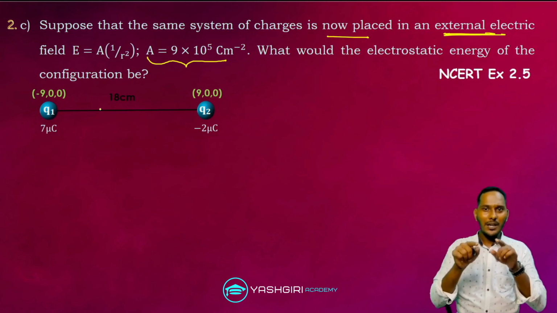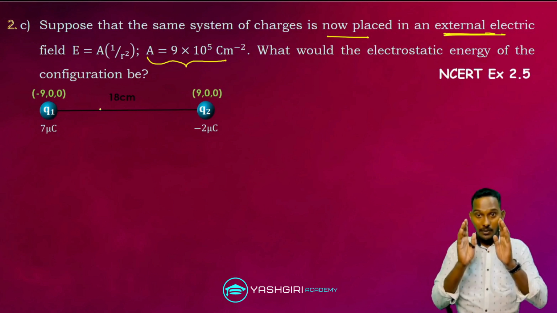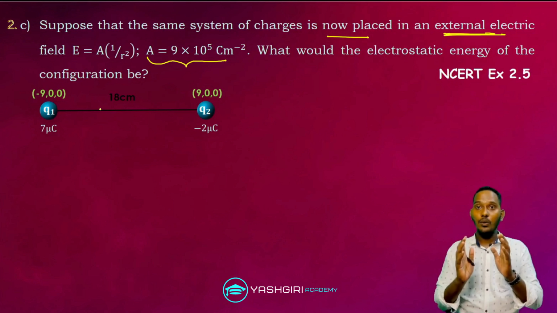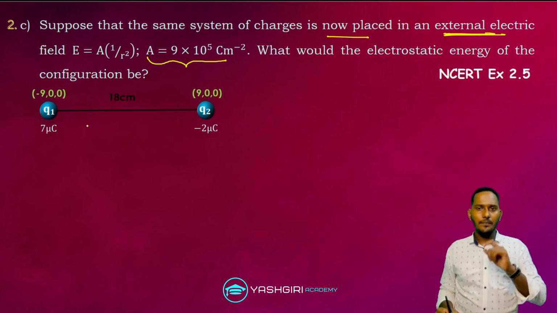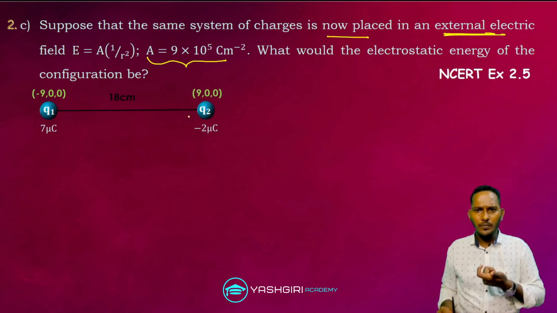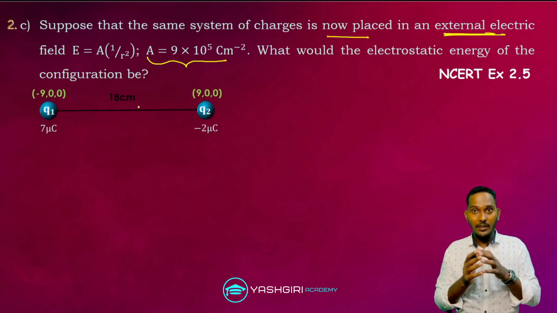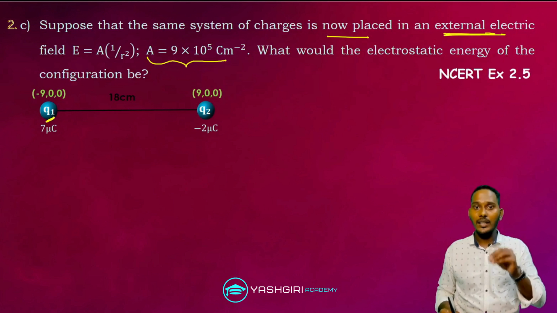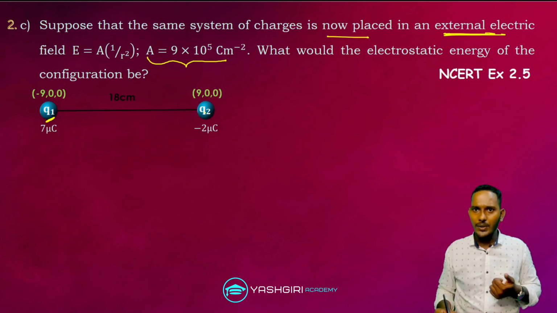For the first part, we have directly calculated the potential energy between the 2 charges. Right now, we have to find out the potential energy when it is placed in some external electric field. Since we already know the interaction between these two charges, we have calculated that potential, so that will remain the same. But in addition to that, we have to find out the potential energy of a charge q1 at that particular point in that external field. Same way for the q2 as well.